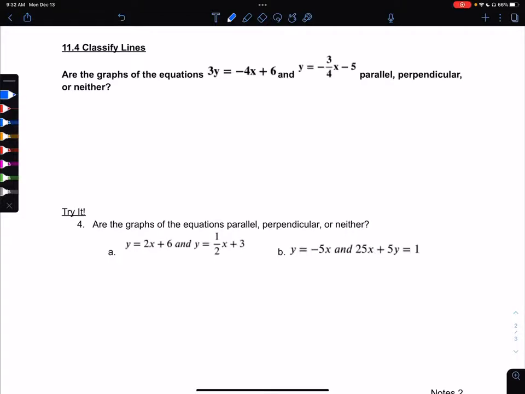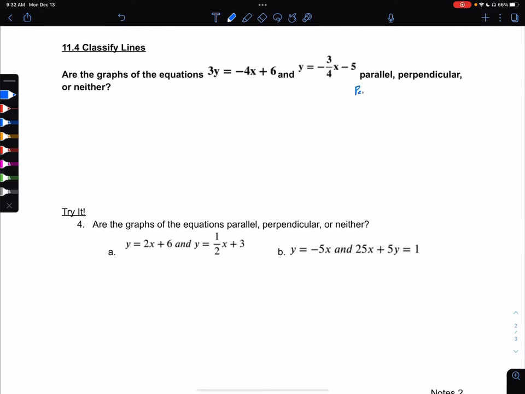Here we're going to look at topic 11, section 4, or example 4, classify lines. Are the graphs of the equations 3y equals negative 4x plus 6 and y equals negative 3/4 x minus 5 parallel, perpendicular, or neither?